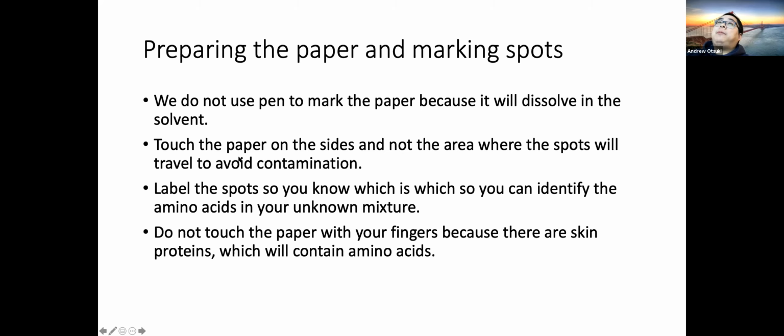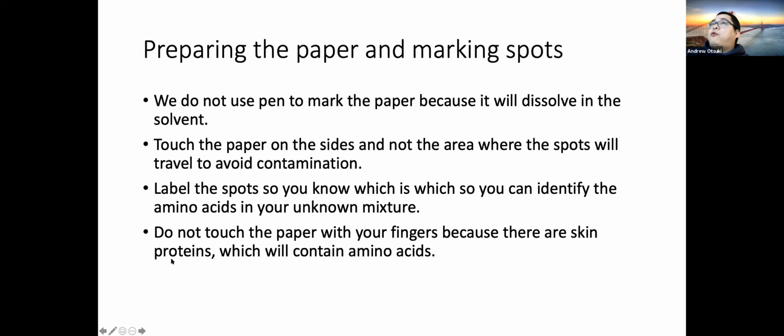So we're going to touch the paper on the sides. When we handle the paper, we do not want to touch anywhere but the sides, because the sides are where no spot will be running up the paper, and therefore it'll prevent contamination. So you don't want to touch the center of the paper with your hands or gloves because it will contaminate and may give you bad results. So to avoid confusion, we label the spots so you know which is which, and you can later identify the amino acids in your unknown mixture.